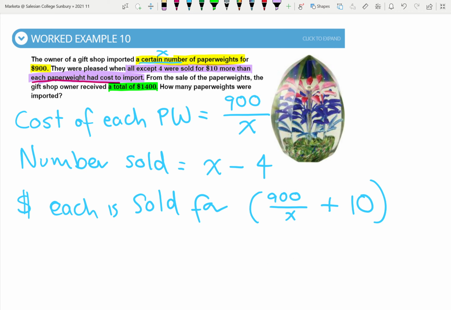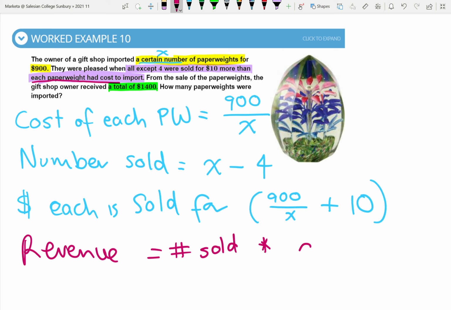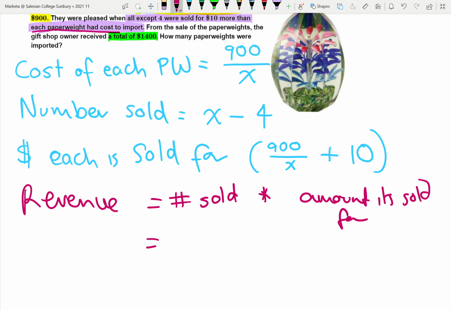Now the revenue, or the amount of money that you get, would be the number of paperweights sold times the amount it's sold for. So we've got that information all there. If you sold 10 paperweights and each one was sold for $2, you'd say 10 times 2. If you sold 15 paperweights and each one was sold for $5, you'd say 15 times 5. So you're multiplying those two things.